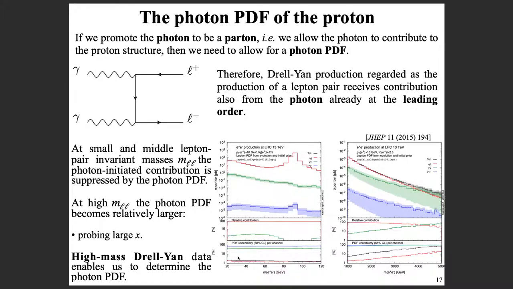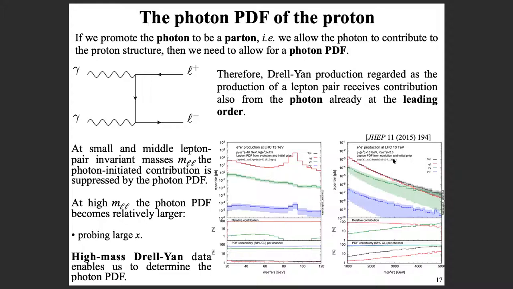So in these plots, what you see is the Drell-Yan invariant mass distribution at low invariant masses and at very large invariant masses. The different curves, you should concentrate on the red and the green curves. The red curve shows you the QCD contribution coming from q-qbar. And in the low invariant mass region, you see the typical shape of the spectrum with the Z peak. And you see that the QCD distribution, as compared to the gamma-gamma contribution, which is the green band, is much larger. So this means that in this region, actually the photon PDF doesn't really contribute.